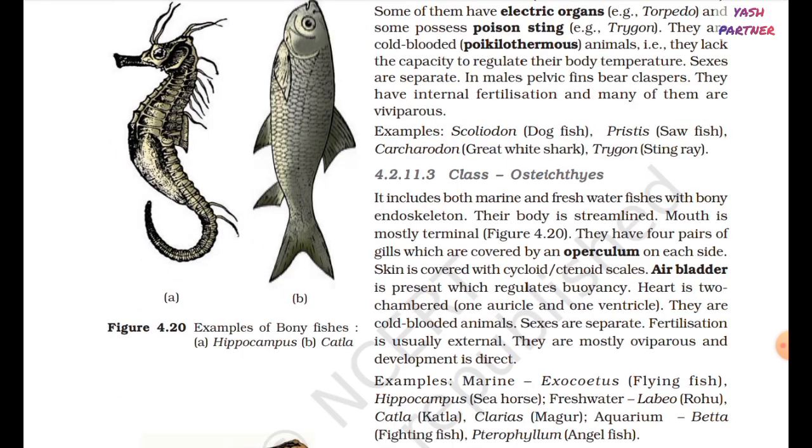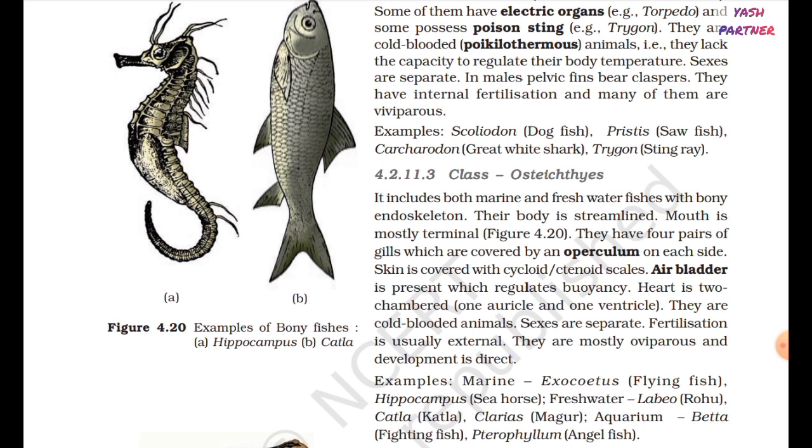4.2.11.3 Class Osteichthyes. It includes both marine and freshwater fishes with bony endoskeleton. Their body is streamlined, mouth is mostly terminal. Figure 4.20. They have 4 pairs of gills which are covered by an operculum on each side. Skin is covered with cycloid or ctenoid scales. Air bladder is present which regulates buoyancy. Heart is two-chambered, one auricle and one ventricle. They are cold-blooded animals. Sexes are separate. Fertilization is usually external. They are mostly oviparous and development is direct.